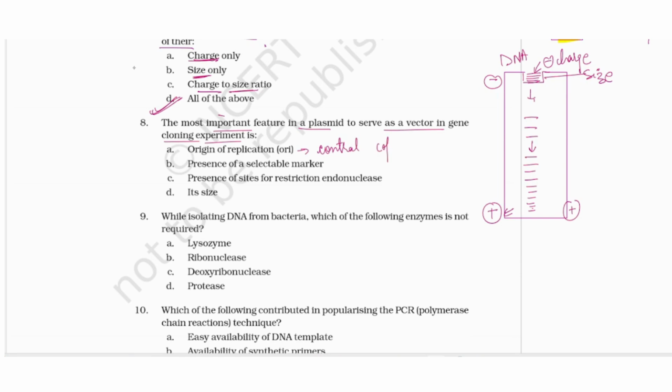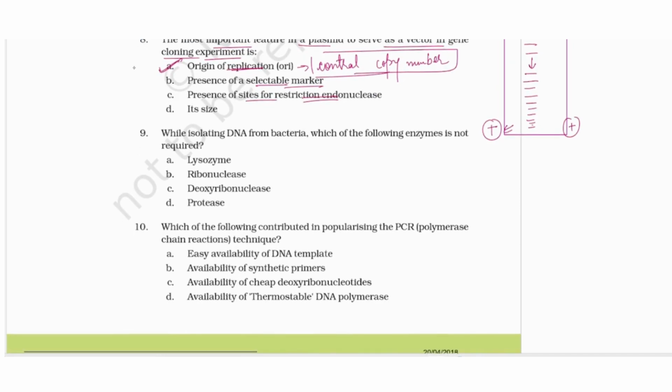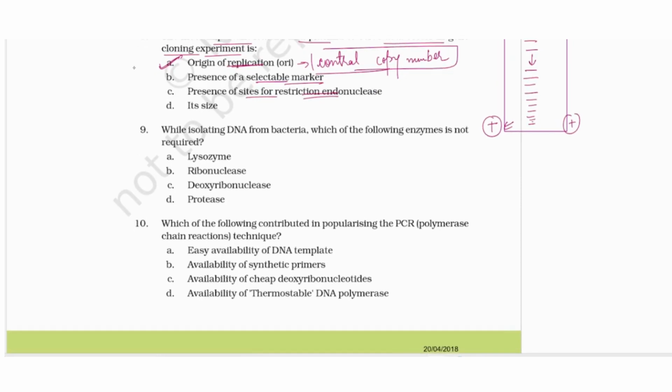Control copy number. Okay, so that is what they are asking, what is the main feature. These all are the features of the plasmid. But what is the most important among them? That is the origin of replication, which actually controls the copy number. If it is not controlling, then even if it would be a very good plasmid but the ORI is not good, the complete process would be ruined, right? So we will go with the first one.